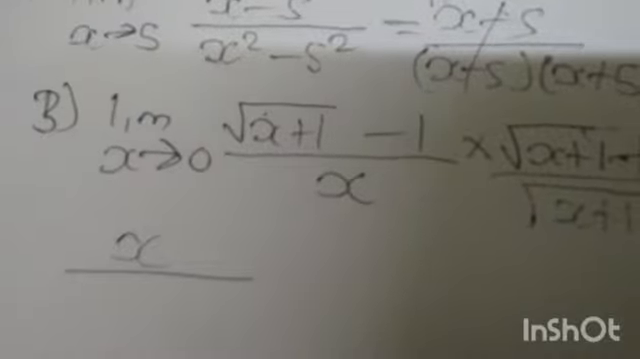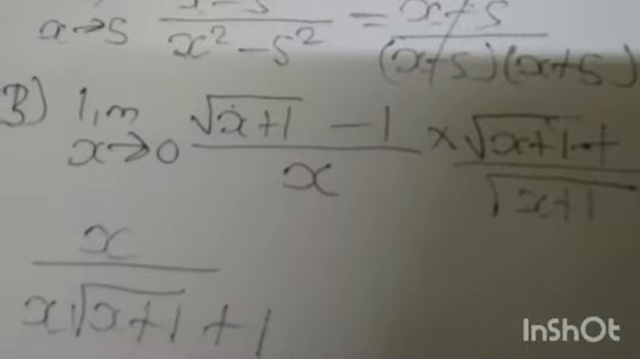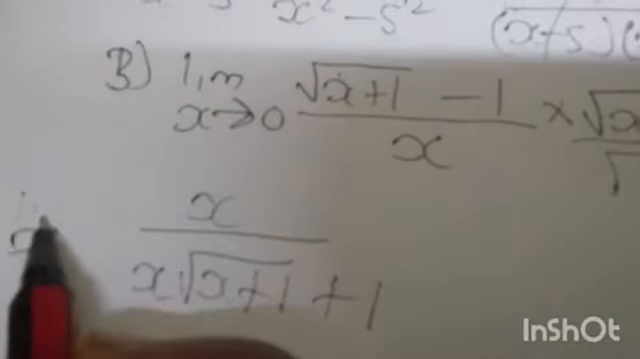Okay, let's just do it from down here. We have said we remain with x, because positive 1 and negative 1 will cancel each other. So in the denominator, we have x times root of x plus 1 plus 1. As we can see now, let's not forget it's the limit as x approaches 0.